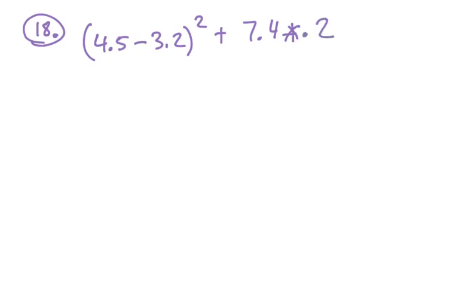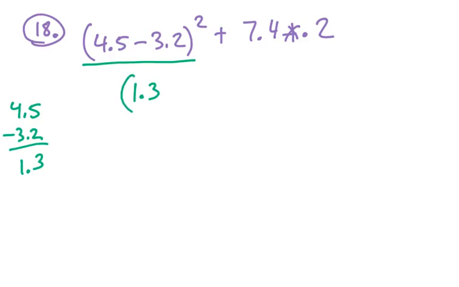Okay, so according to PEMDAS, parentheses comes first. PEMDAS starts with P. So we're going to do 4.5 minus 3.2. This is going to give me 1.3. We're going to square it. And then we're going to add 7.4 times 0.2 to it.